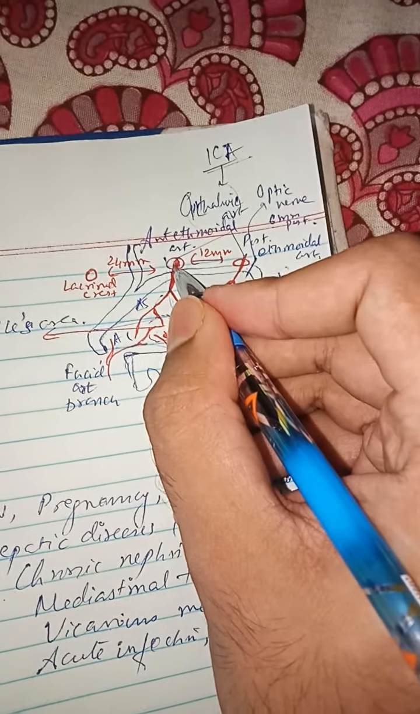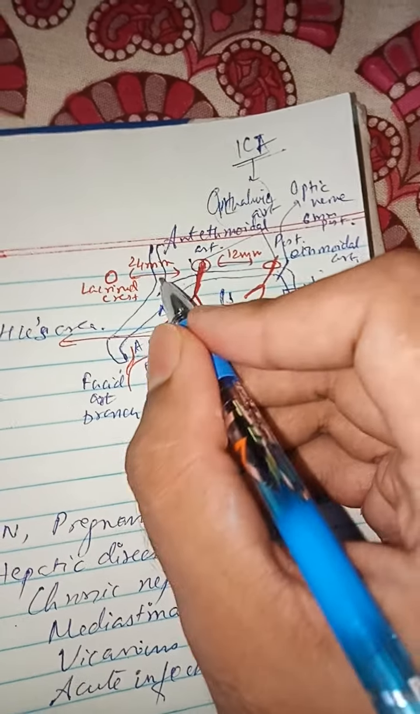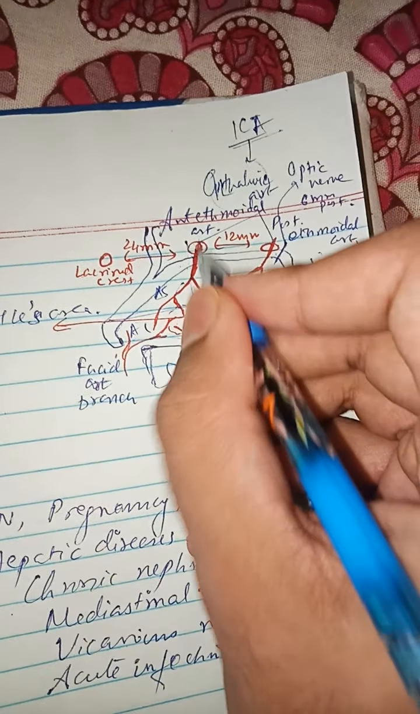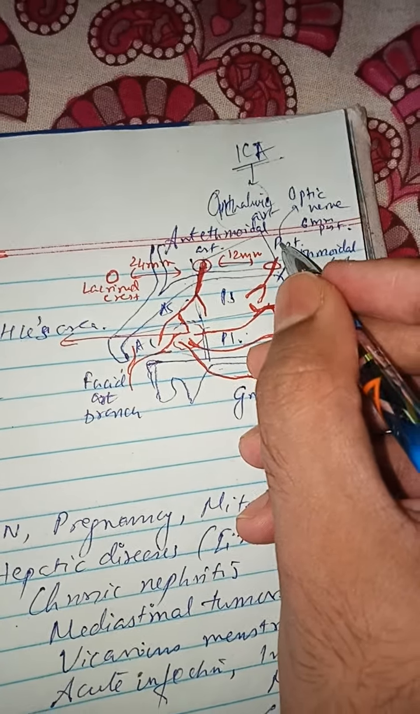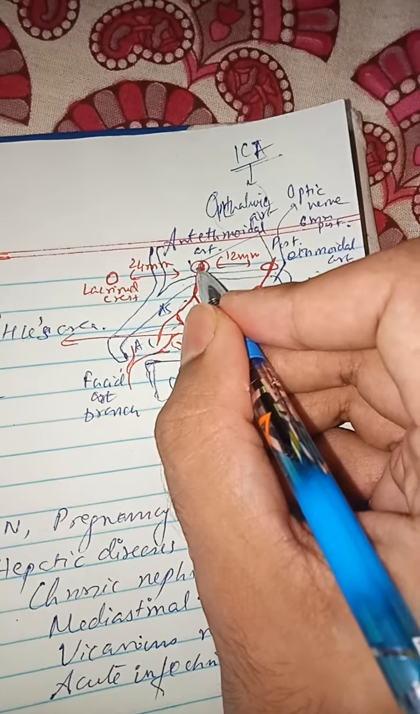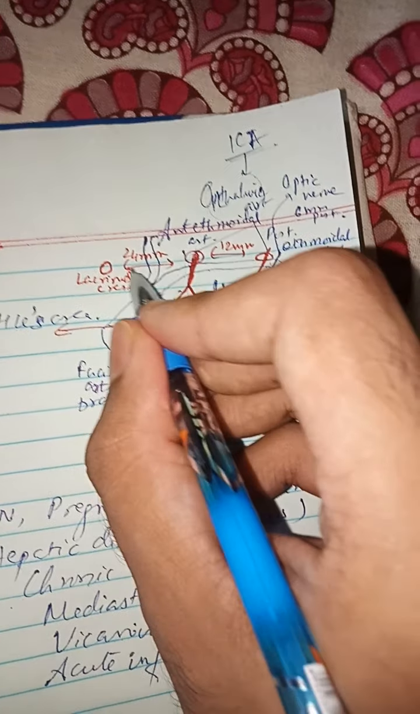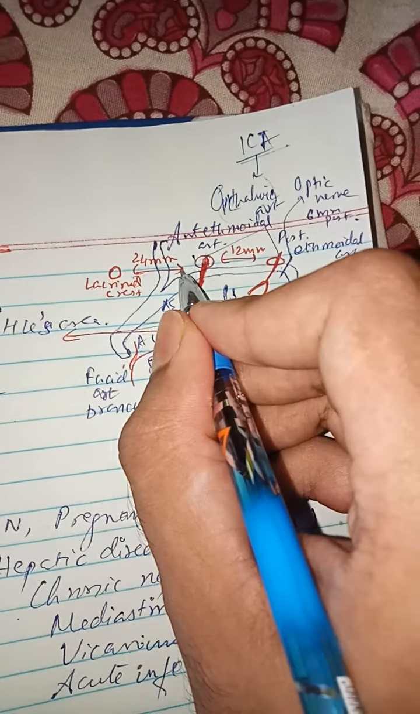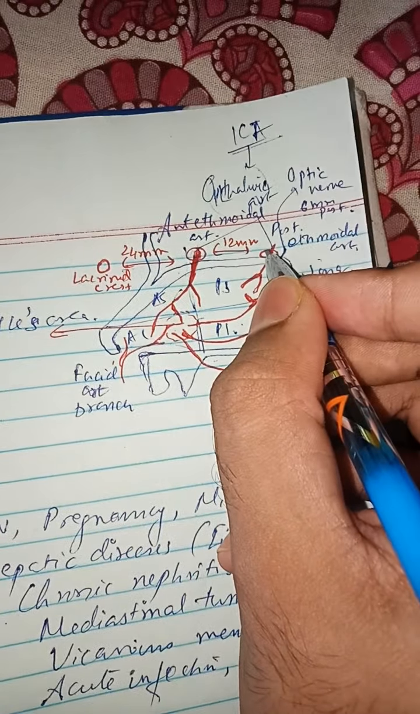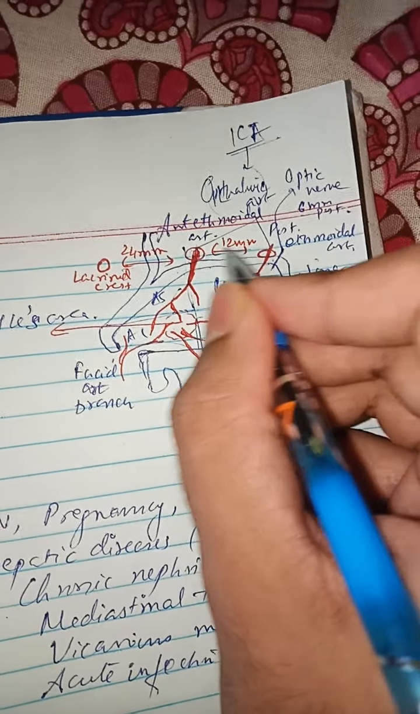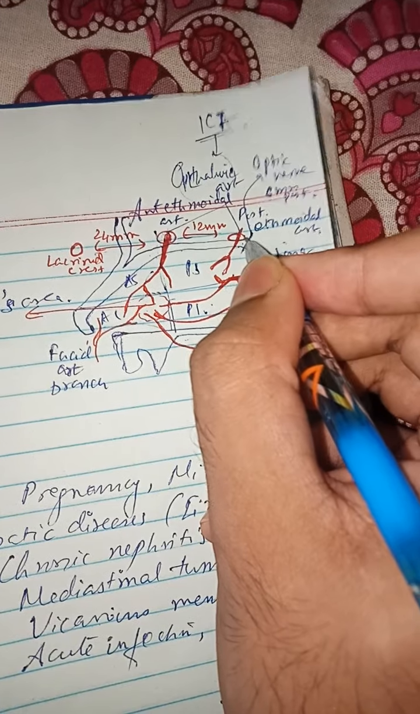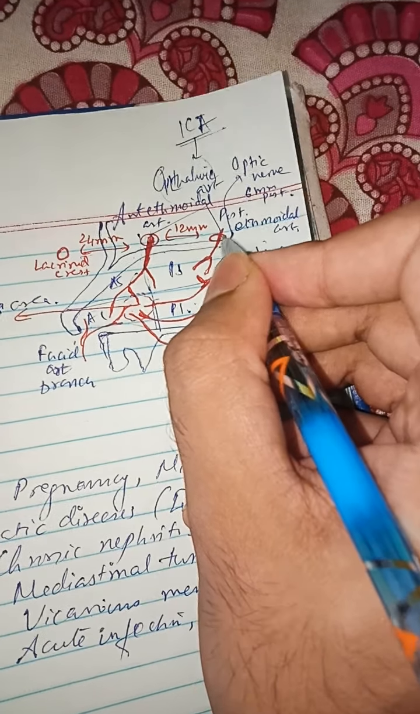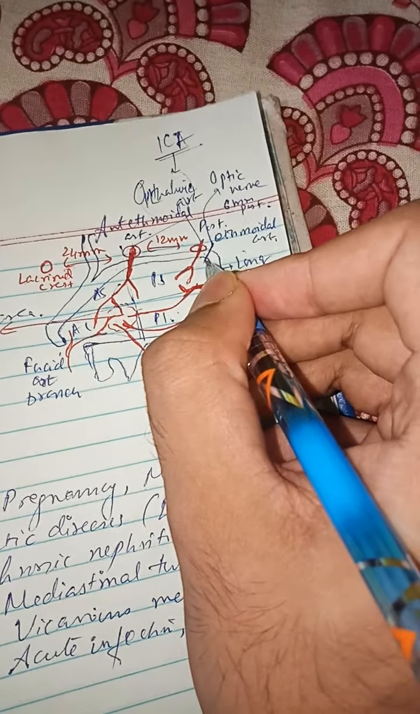The anterior ethmoidal artery comes through the anterior ethmoidal foramen, and the posterior ethmoidal artery comes through the posterior ethmoidal foramen. The anterior ethmoidal foramen lies 24 millimeter from the lacrimal crest, and the posterior ethmoidal foramen lies 12 millimeter from the anterior ethmoidal foramen. Six millimeter behind the posterior ethmoidal foramen lies the optic nerve.